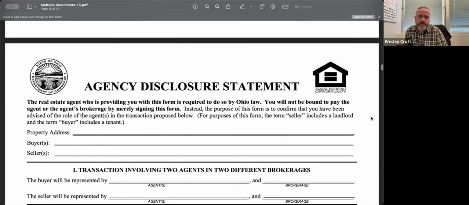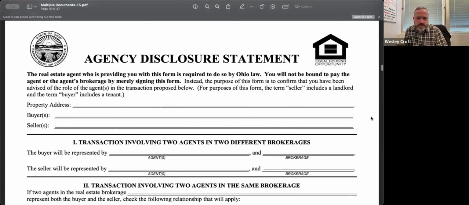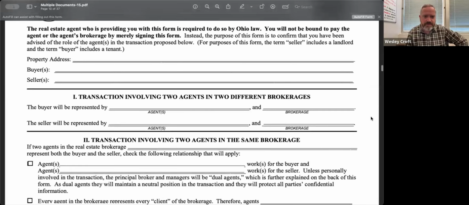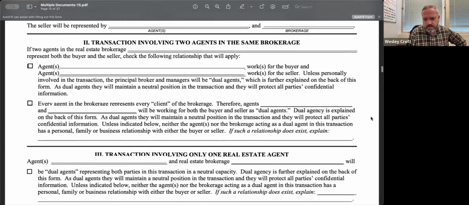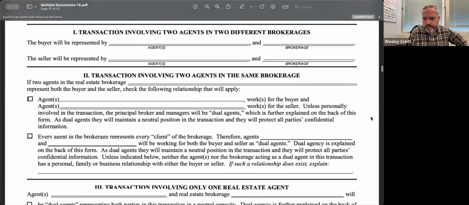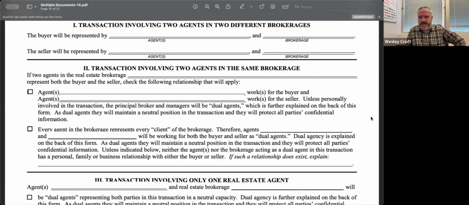So the first thing is the agency disclosure statement. This document is outlining who represents who in the transaction. At the top, property address, obvious, buyer, seller, and then there are three different things that you can check here. Most of the time, it's going to be a transaction involving two agents in different brokerages. So it's just explaining, okay, the buyer is going to be represented by me and KWGM. The seller is going to be represented by so-and-so at Howard Hanna, whatever.